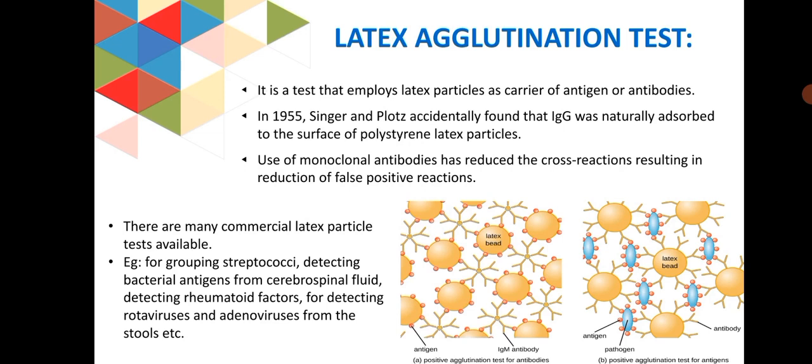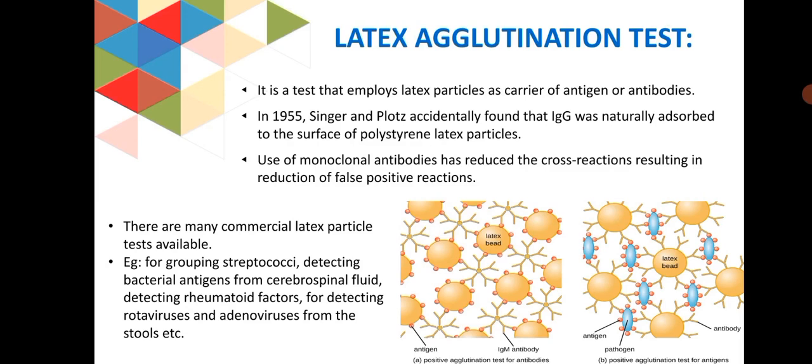Latex agglutination test. It is a test that employs latex particles as a carrier of antigen or antibodies. In 1955, Singer and Plotz accidentally found that IgG was naturally adsorbed to the surface of polystyrene latex particles. Use of monoclonal antibodies has reduced the cross reactions, resulting in reduction of false positive reactions. There are many commercial latex particle tests available.